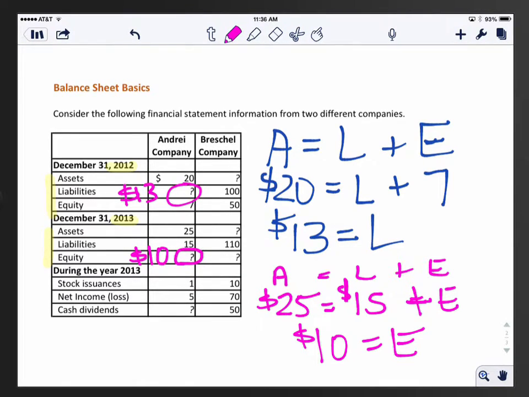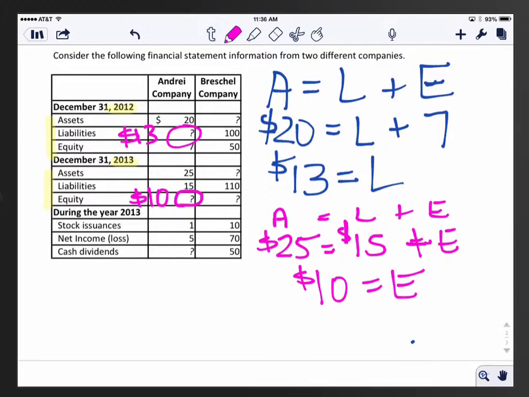Now, the next part gets a little more interesting. Our missing item now is cash dividends. And you're going, well, okay, cash dividends, but that's not part of the accounting equation. No, it's not. What we're really focusing on here is just the equity part of the equation. Because we've learned about equity, we know that at the beginning of the year, we have a balance in equity. In this case, it happened to be $7. And at the end of the year, we have a balance in equity that we just figured out, which is $10. How did that change?